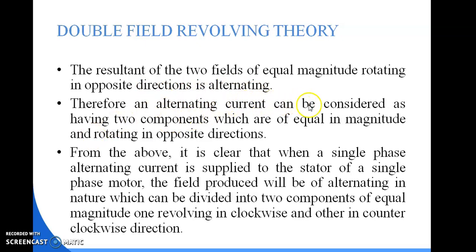Therefore, an alternating current can be considered as having two components which are equal in magnitude and rotating in opposite directions. From the above, it is clear that when a single phase alternating current is supplied to the stator of a single phase motor, the field produced will be alternating in nature, which can be divided into two components of equal magnitude, one revolving in clockwise and the other in counterclockwise direction.